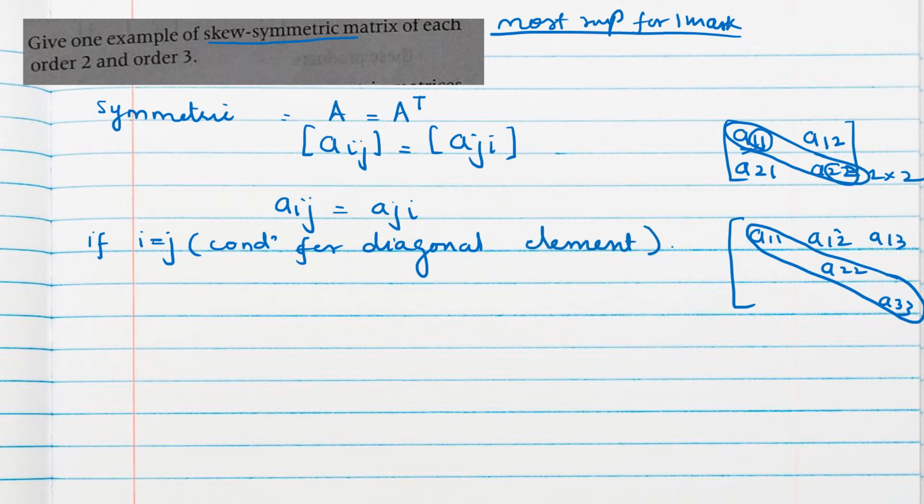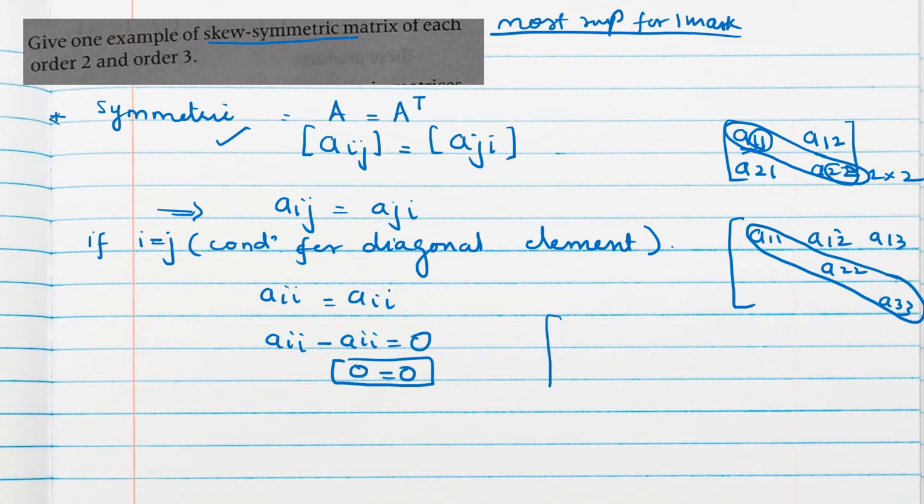Okay, so what will happen in this case? Aii is equal to Aii. Aii minus Aii equal to 0. 0 equal to 0. What does this mean? We know 0 is equal to 0. That means for any diagonal element, we will get this condition. What I am trying to say here is, if I want to write a symmetric matrix example, how can I write? I can write any element, no condition on diagonal elements. Okay, because this is the condition. 0 equal to 0 means for any values we can get the symmetric matrix.